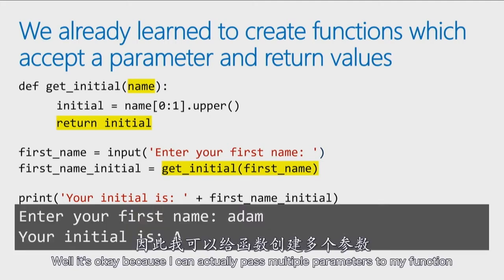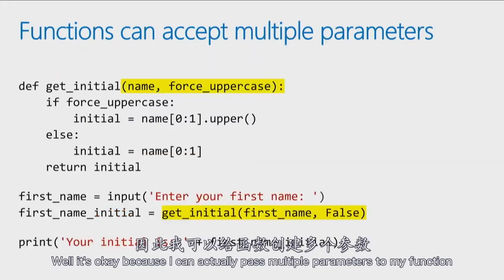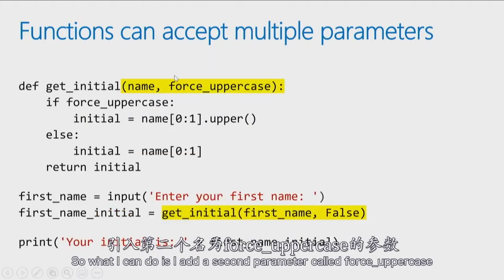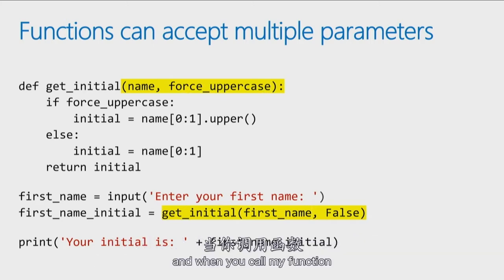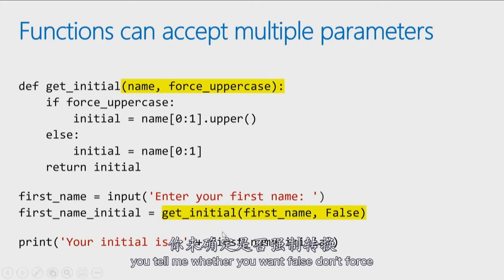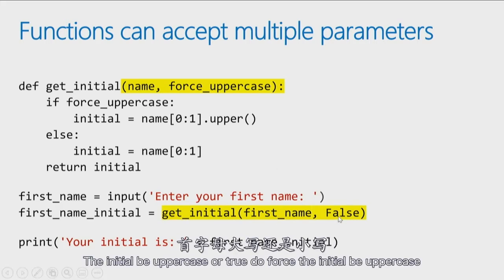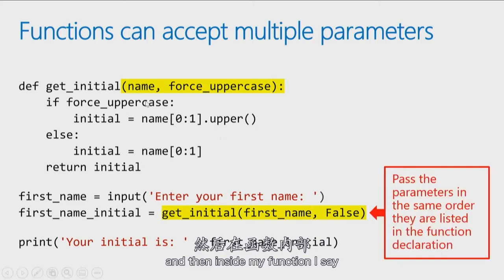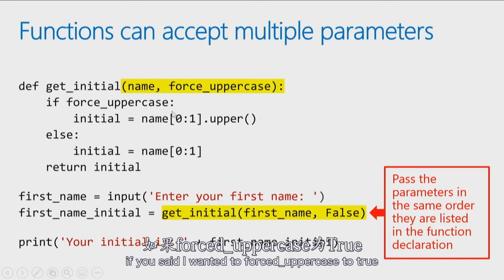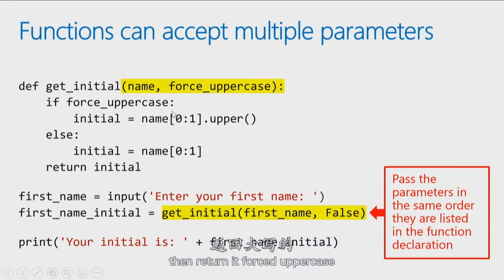Well, that's okay, because I can actually pass multiple parameters to my function. So what I can do is add a second parameter called force uppercase. And when you call my function, you tell me whether you want false, don't force the initial to be uppercase, or true, do force the initial to be uppercase. And then inside my function, I say, if you've set force uppercase to true, then return it forced uppercase, otherwise whatever case was passed in.